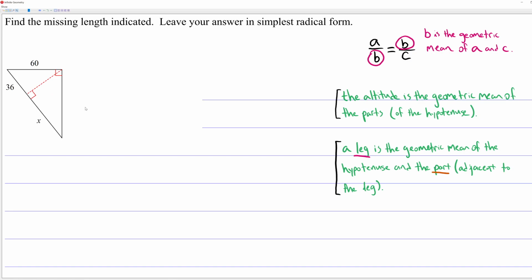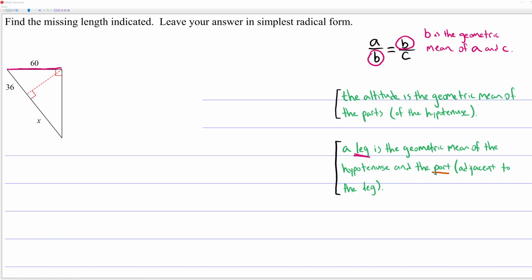Okay, so let's see what we have here. I think that this diagram is going to correspond to the second sentence, because the second sentence talks about a leg. Well, here we have 60. That's a leg of the right triangle. So that's going to be the geometric mean of the hypotenuse. We'll get to that in a second. And the part that's adjacent to the leg.